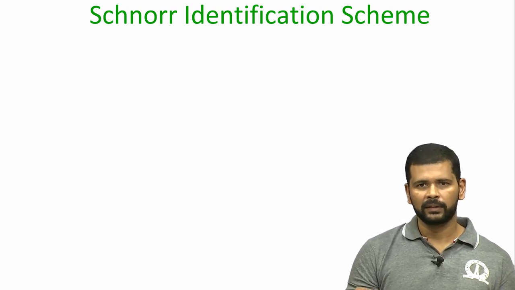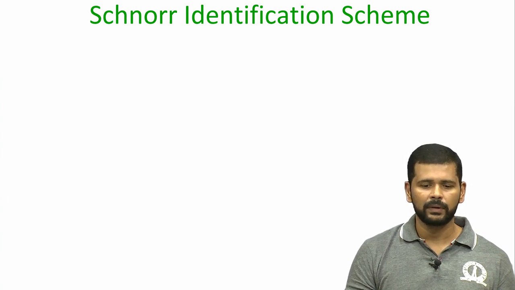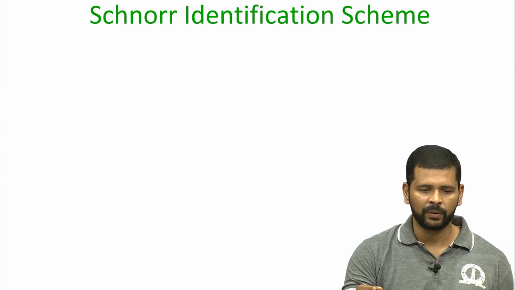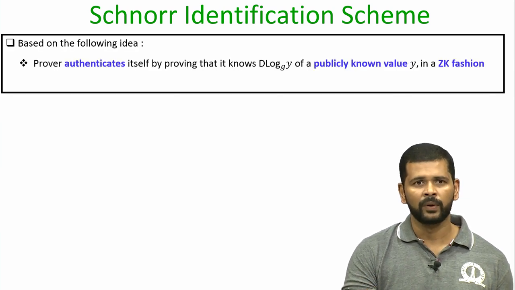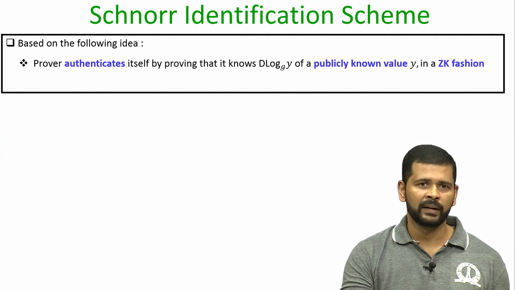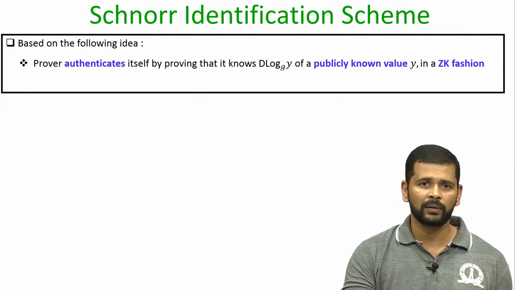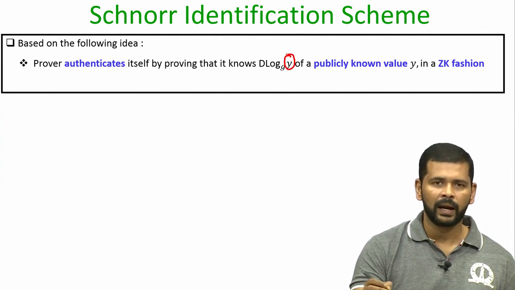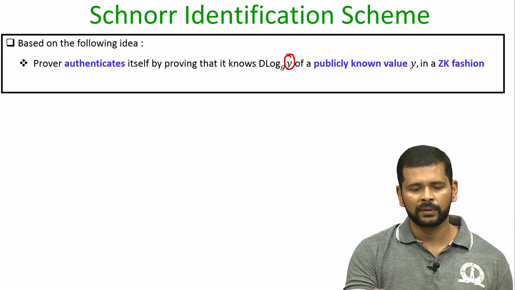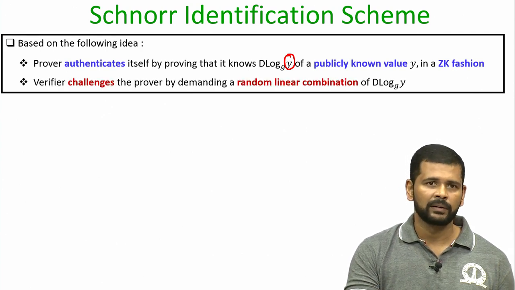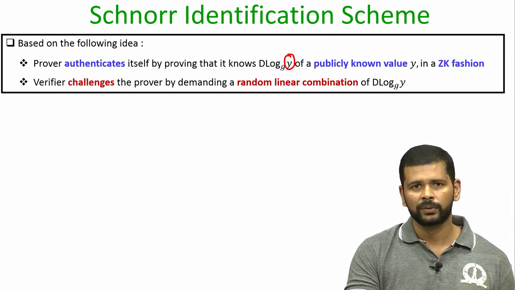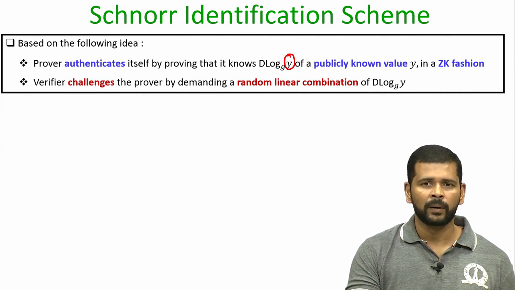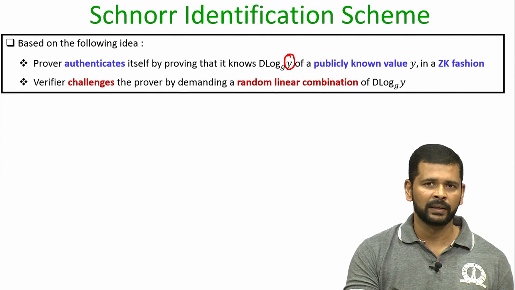Now, let us see whether we can come up with an instantiation of such a scheme, and there is a well known identification scheme due to Schnorr. It is based on the following idea. Basically, the prover in this identification scheme tries to prove its identity by saying that it knows the discrete log of a publicly known value y under the base g, and to verify the claim of the prover, the verifier basically challenges the prover to show a random linear combination of the discrete log of y, where the random combiners for the linear combination will be selected by the verifier.